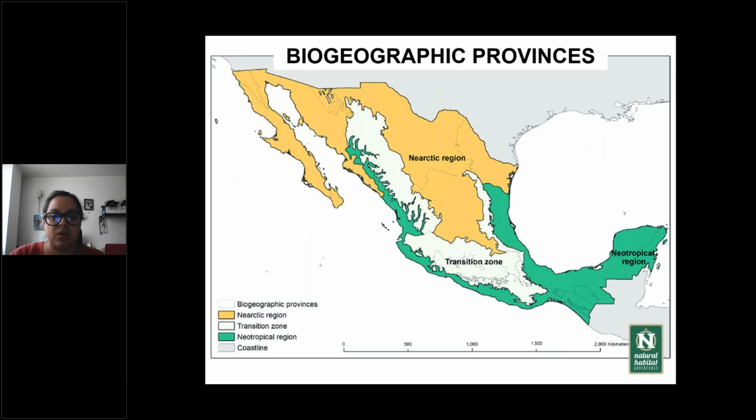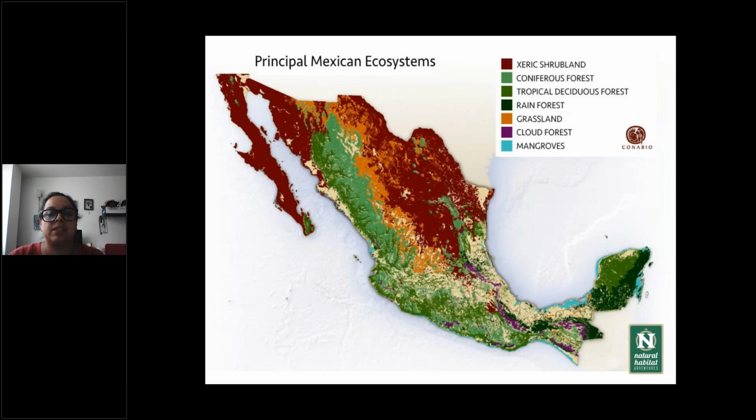So why are we so diverse? Well, because we are in the transition zone of the Tropic of Cancer. So we have some tropical regions and some Nearctic regions. So we have cold and dry in the north and warm and wet in the south, and this transition zone in the middle with a lot of mountains. And this gives us about 7 to 8 different ecosystems, and they distribute mostly due to the latitude.